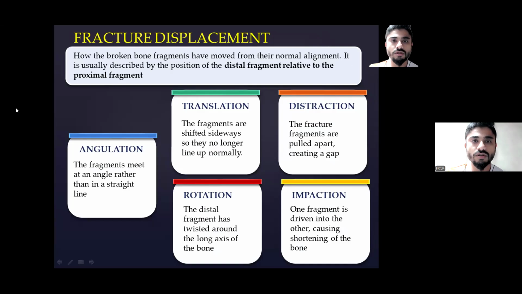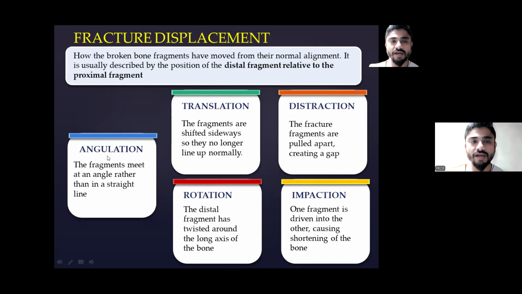In fracture displacement, you should know how the broken bone fragments have moved from their normal alignment. It is usually described by the position of the distal fragment relative to the proximal fragment. There are five ways in which you can describe fracture displacement. First is angulation, second is translation, third is distraction, fourth is rotation, and fifth is impaction. These are very easy to understand because the heading of the fracture displacement is like that.